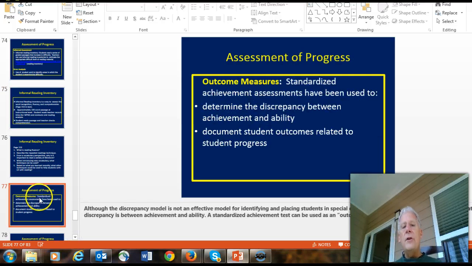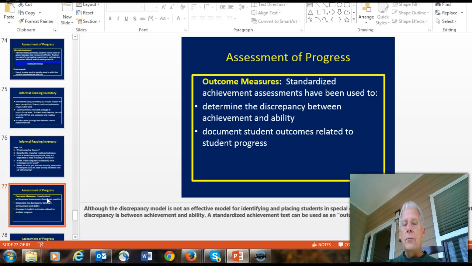Another form of assessment would be outcome measures. Another word for this could be summative measures. Sometimes we use the CRCT or Standard Achievement Test, California Test of Basic Skills, CTBS, Iowa Test of Basic Skills. Sometimes we use those tests that are really administered across the country as a way to determine the achievement level of that particular student.